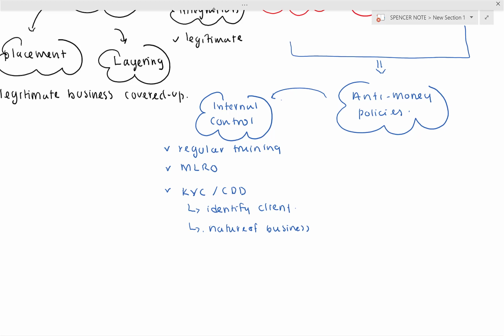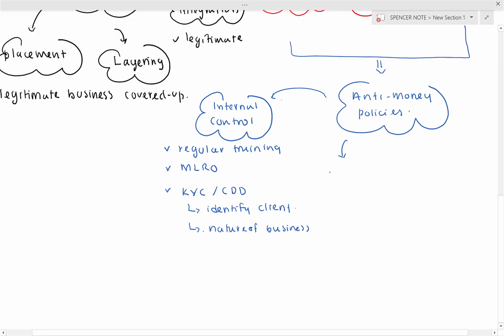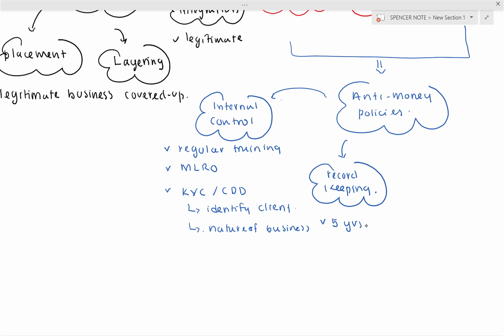Now, another aspect of anti-money laundering policy is in terms of record keeping. At the end of an audit engagement, it is important that we keep the records of the client for the next 5 years. This is to ensure that all the audit trail is available in the event there is a need for it.